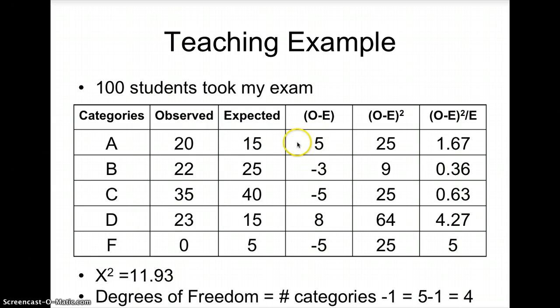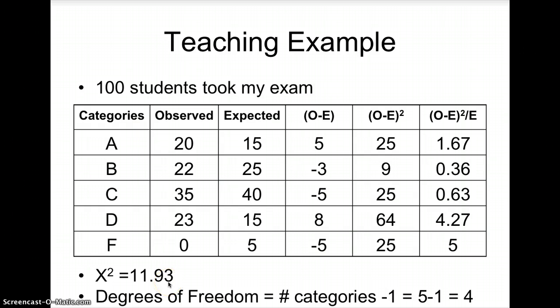We're going to find the difference between the observed value and the expected value. So here it's 5, here it's -3, here it's -5, here it's 8, and here it's -5. We're then going to square those values and divide the squared number by the expected value. So the squared number is 25 divided by our expected value of 15 gives us 1.67. You can continue to carry that out, and to determine your chi-squared value, you simply add up all the numbers in the final column, giving us 11.93.